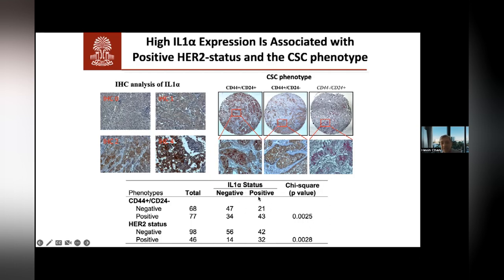IL-1 positive breast cancers most likely show the cancer stem cell phenotype based on the CD44, CD24 phenotype. If you stain this breast cancer tissue with these two markers, some show a double positive phenotype, some show the CD44 positive, CD24 negative phenotype, and some a more differentiated phenotype. So we see a correlation between IL-1 expression and cancer stem cell phenotype in breast cancer tissue.